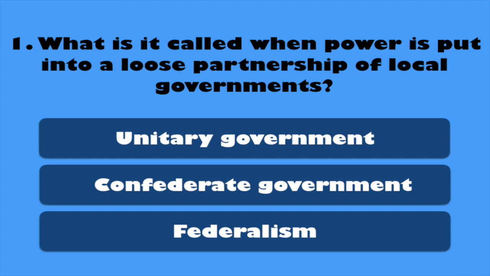Question number 1. What is it called when power is put into a loose partnership of local governments? Unitary government, confederate government, federalism. Ooh, kind of sounds like our Articles of Confederation. That is a confederate government.